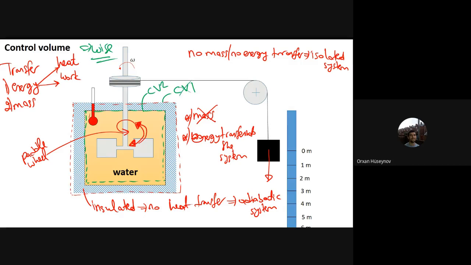But in this case, you can see the difference. Now there is heat transfer. It is not insulated because the insulation is outside of this one. There is heat loss from the system, okay? And there is work transfer into the system. Again, there is no mass transfer. I hope you understand what I mean by the selection of the control volume.